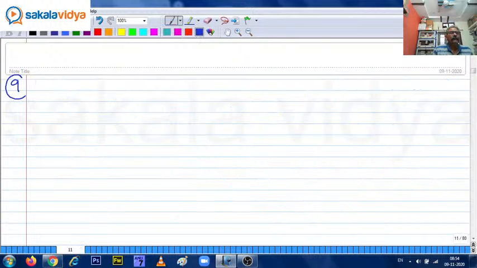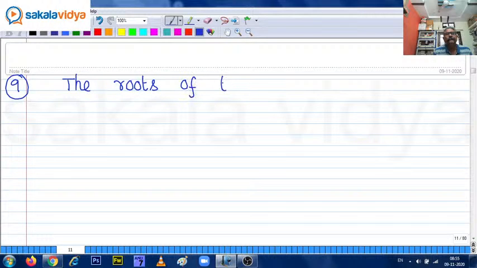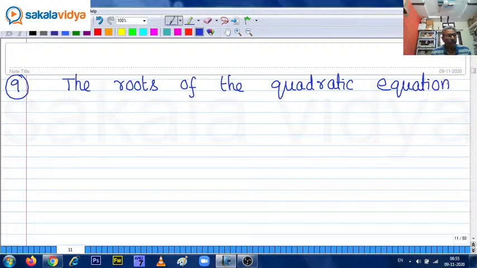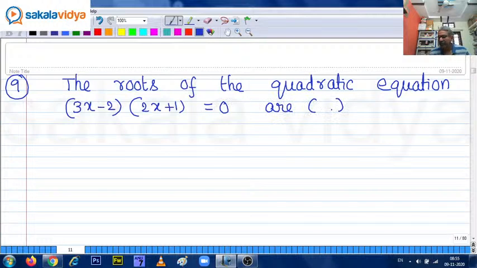Okay, ninth question. The roots of the quadratic equation (3x minus 2) multiplied by (2x plus 1) equals 0 are. So the roots of this quadratic equation we need to find out.